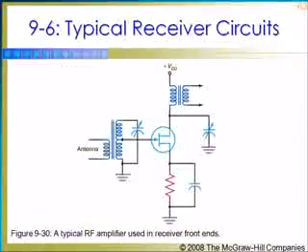In the next slide we have this image, a typical RF amplifier used in receiver front ends. This FET circuit is particularly effective because of its high input impedance, which minimizes loading in tuned circuits. And most FET circuits also have a lower noise figure, that's why it is said to be effective.